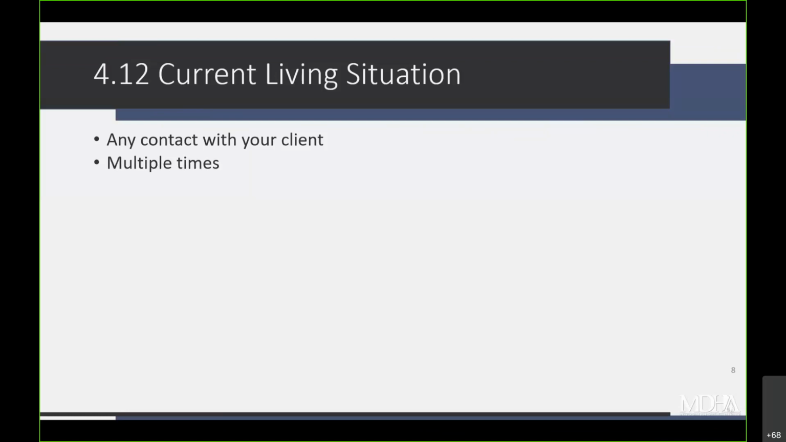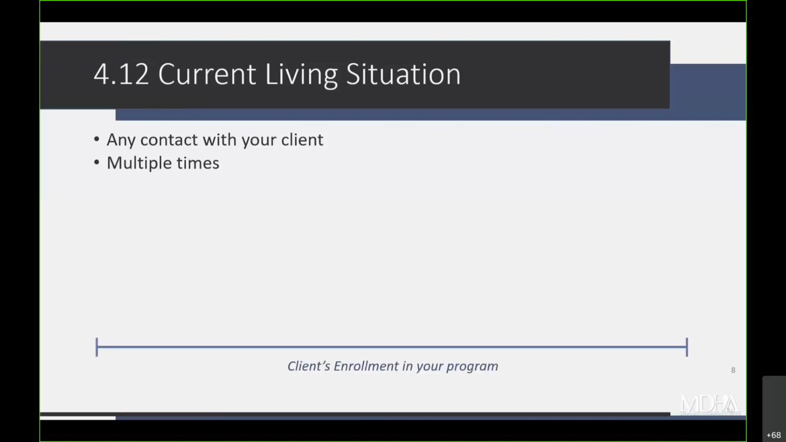So this is going to happen multiple times. We're recording this data element multiple times, anytime we contact a client. Looking at this timeline, this is going to happen at entry. When you go through the intake for your street outreach program, you will see the page to record a current living situation. This is also going to happen at exit. When you go through the exit assessment, you will see the opportunity to record current living situation for your client.